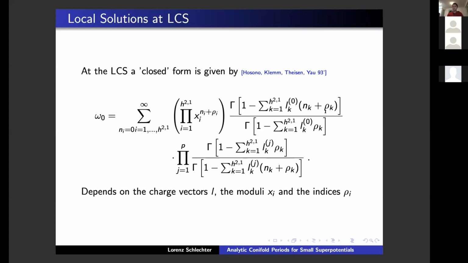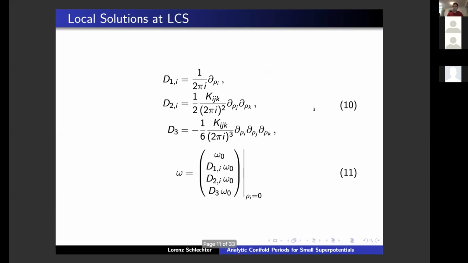These rho_i are just introduced so that one can write down the complete basis in an easy way. The way this works is one defines derivative operators with respect to these rho_i. They are up to third order, so first, second, and third order. And then the whole period vector is just given by this fundamental period I had on the slide before, and these derivative operators acting on it. And once one has computed all these derivatives, the last thing one has to do is set all these rho_i to 0. And that's it.